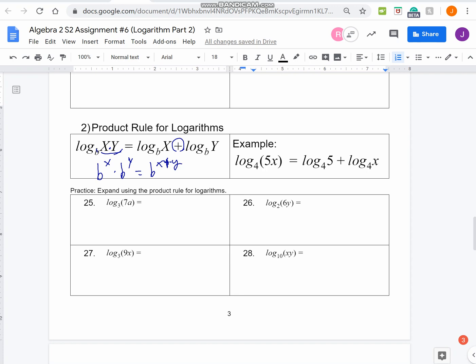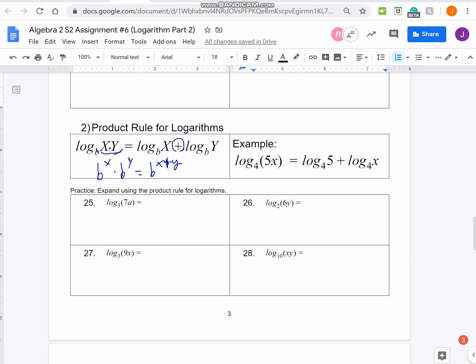So here's the example. Example is log base 4 of 5 times x. Now 5x means 5 times x. And since this multiplication is a product, we are going to break it down into log base 4 of 5 plus log base 4 of x.